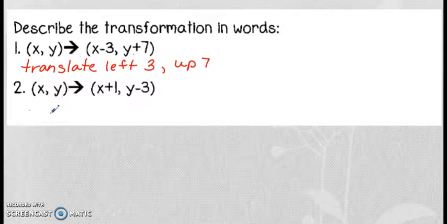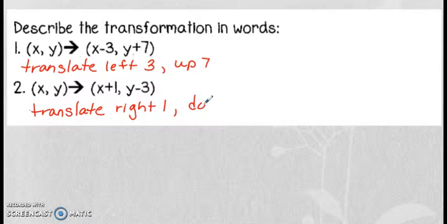The next one, we are going to translate, and yes, you need to write that word each time so we know which transformation we are doing. Positive or plus is to the right, and we are going 1 space to the right. Minus or subtract is down, and we are going down 3 spaces.